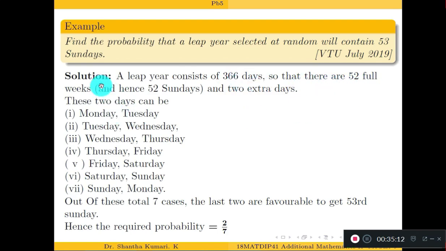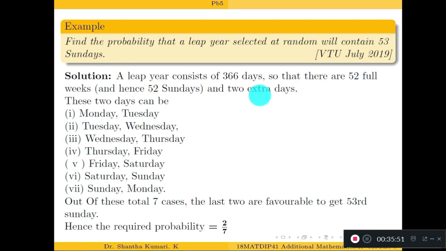When you find the number of weeks out of these 366 days, there are 52 full weeks. How to obtain this 52? Divide 366 by 7, 1 week means 7 days. But 366 is not divisible by 7 actually. So which is the highest value less than 366 divisible by 7? 364 is divisible by 7. You can check it. So when you divide 364 by 7, you get 52. And the remainder is 2, that is 2 extra days. So out of 366 days, you get 52 weeks and 2 extra days.